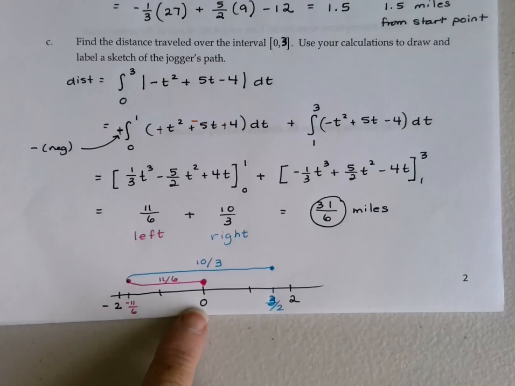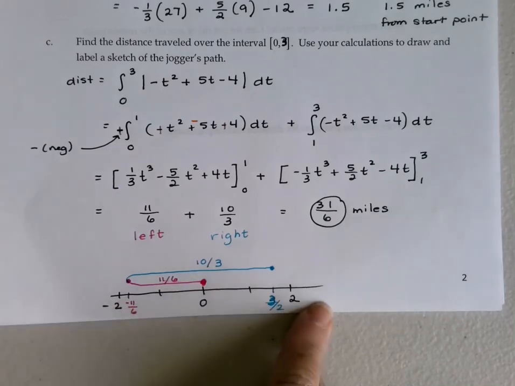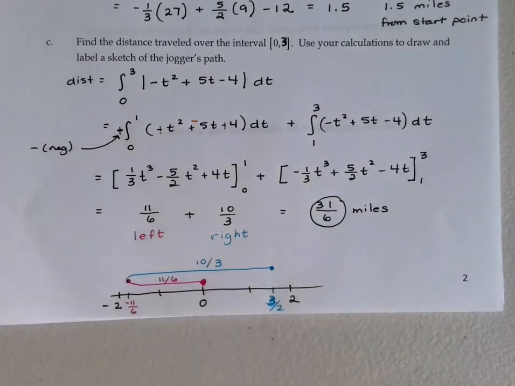Now I chose to show my negative as to the left and my positive to the right. You maybe remember on the previous page we used negative as down and positive as up. It doesn't really matter how you define positive and negative, but those are the most common choices, either up and down or left and right.